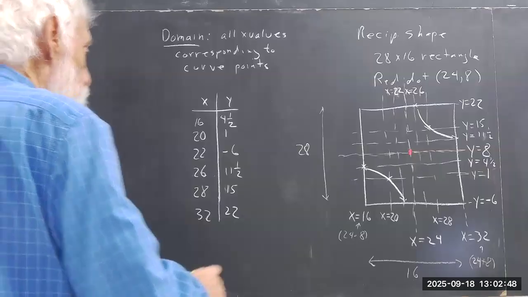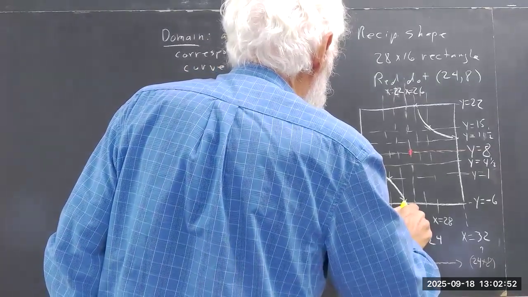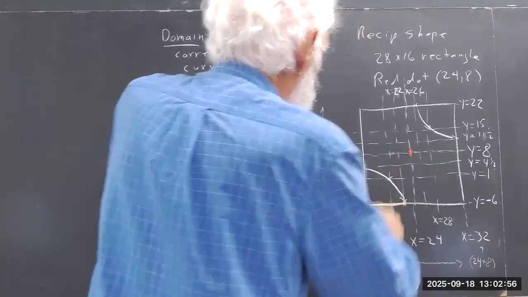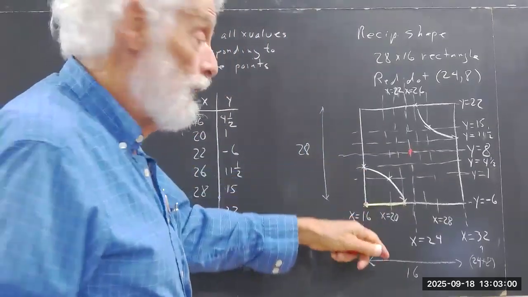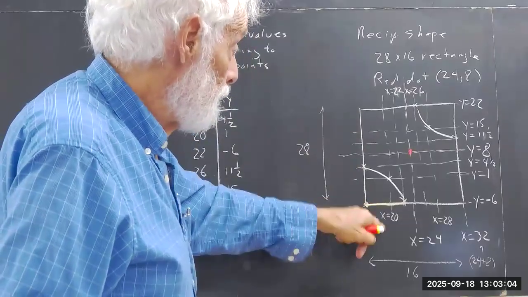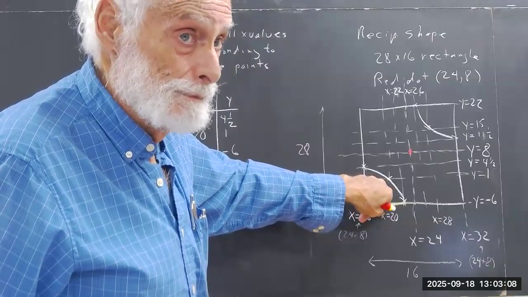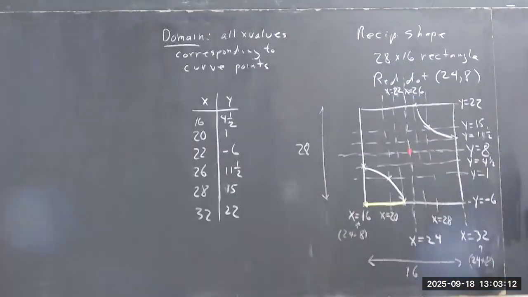And I recommend that you do what I've done several times now. All the x values between this vertical line and this vertical line correspond to curve points, because a vertical line through any point on this yellow segment hits the curve. Okay? Got a question?